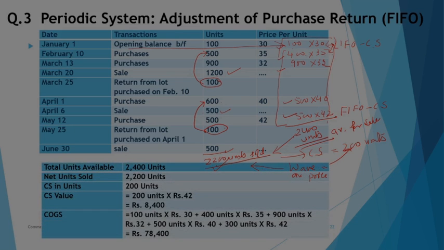Now your closing stock is 200, right? 200 units at the price of 42, because this is first in first out. So in first in first out, closing stock should be from the latest lot. This is what we have understood here. So this is your closing stock, and cost of goods sold will be that, leaving aside 200 units from this lot, the rest have been sold. So your sales will be 100 units, 400 units, 900 units, 500 units, and 300 units from this lot. So this is cost of goods sold.